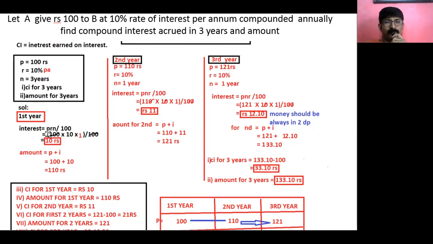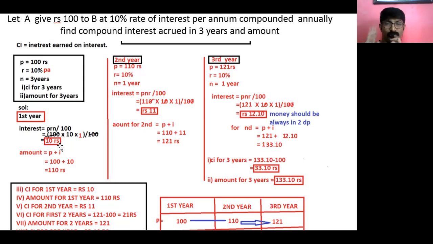So interest will become PRT upon 100, or some people can say PRN. N for T is 1, a century, time period. So 100 into 10 into, look at this, time period is 1, isn't it? 100 into 10 into 1 becomes 1000 divided by 100, which will become rupees 10. So interest becomes 10 rupees.